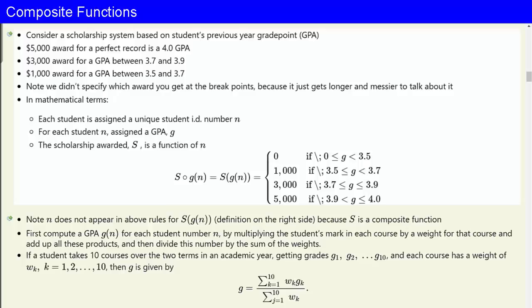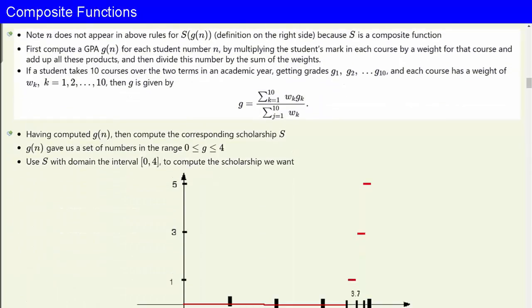Notice we didn't specify which award you get at the breakpoints because it just gets longer and messier to talk about it. It's easier to describe the system with mathematical formulas. To each student is assigned a unique student ID number, call it N. For each student, now identified as a number, there is assigned a grade point average, G. Then the scholarship awarded, capital S, is a function of the student number, and we can write a computer program which will automatically compute student awards based on the mathematical definition of the function S.